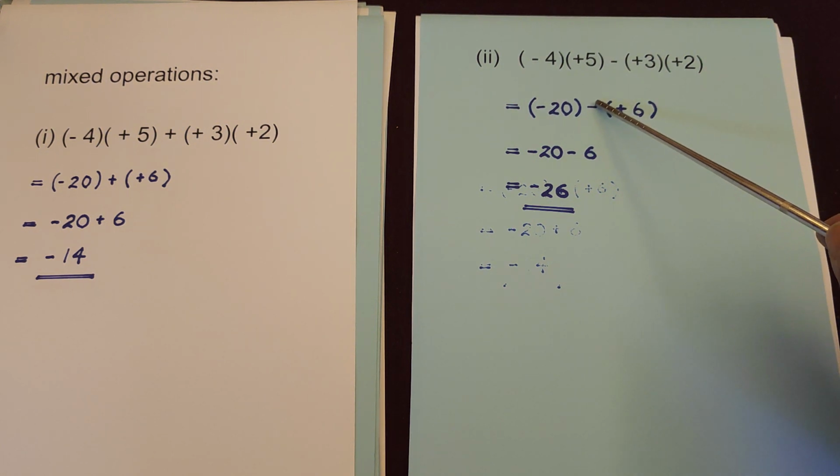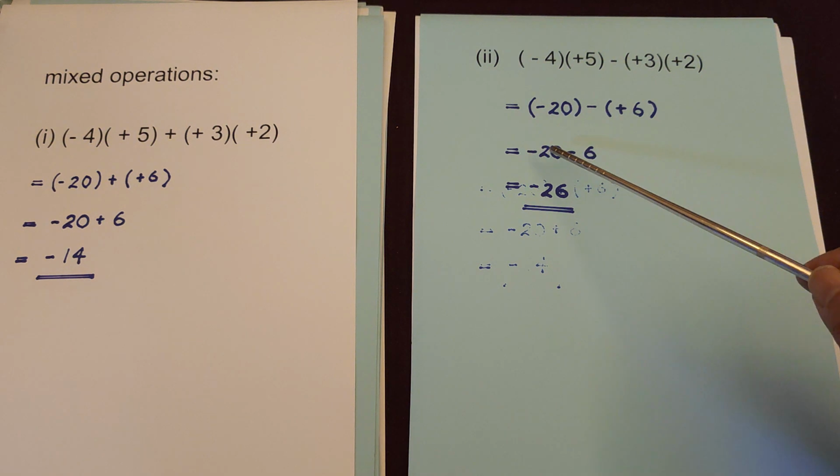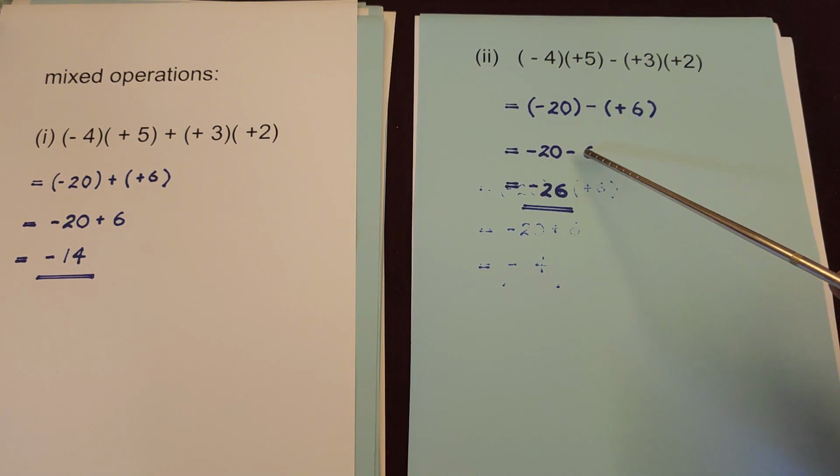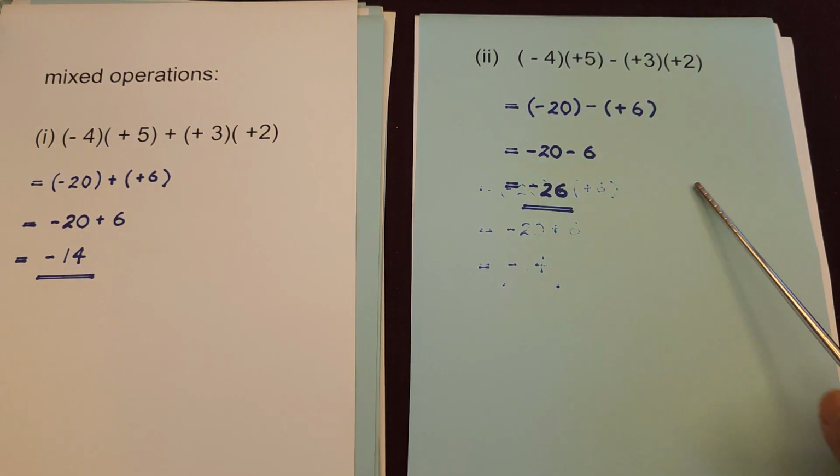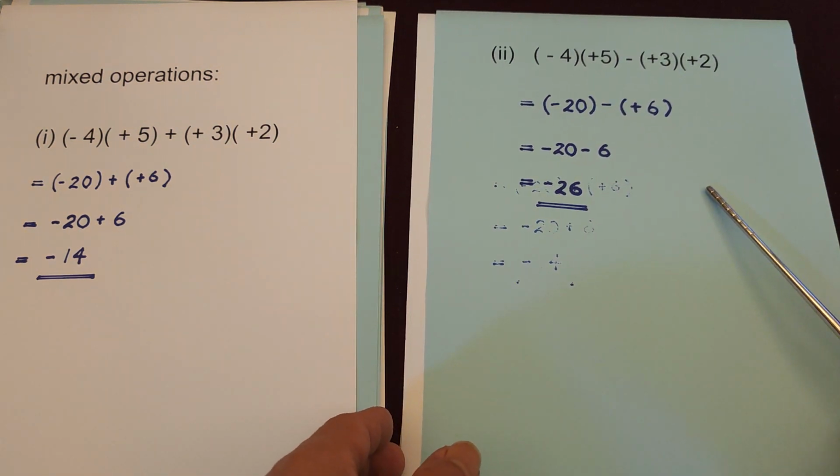And for this negative one, the two signs differ, so we have a negative result. So minus 20 minus 6, we have an answer of minus 26.